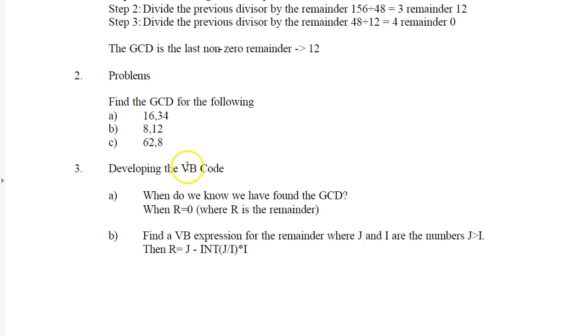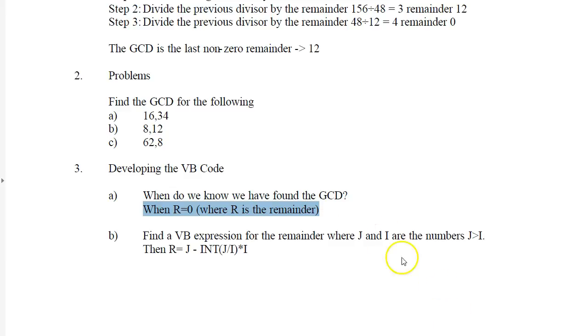Now here I've got developing the VB code or C sharp code or whatever code, it doesn't matter. So when do we know when we found the GCD? When R is zero. So we're going to work out this remainder constantly, and if it equals zero, we're going to stop the program basically, and then we're done.